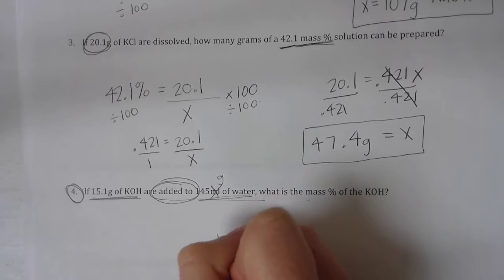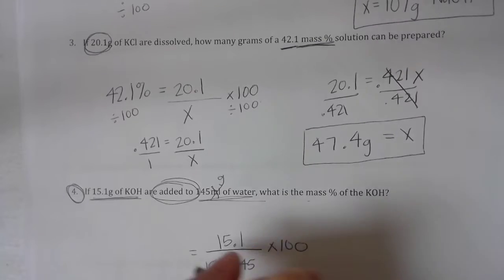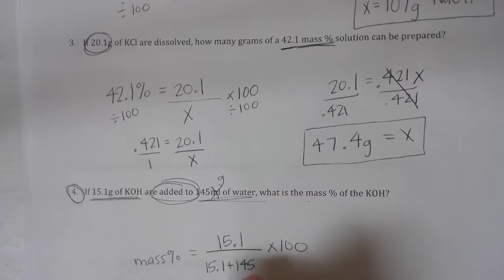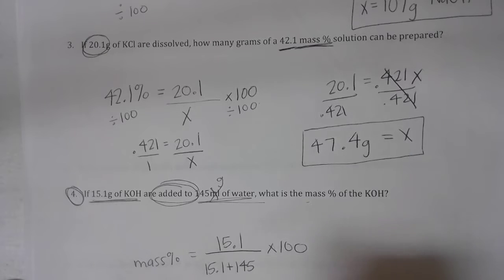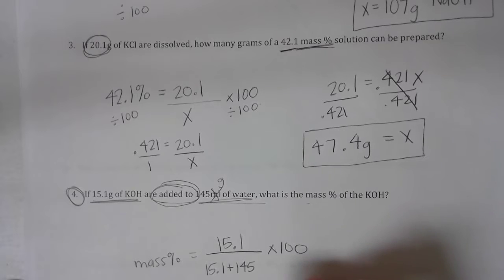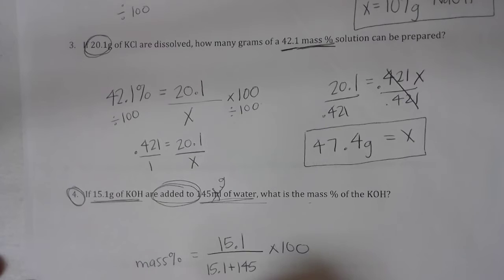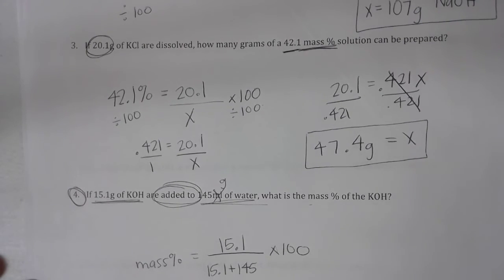So, of course, my solute is 15.1 times 100, and that's going to be equal to my mass percent. Alright, so that'll give me 15.1 over 160.1 times 100. If I put all that into my calculator, I should get my mass percent is going to be equal to 9.43%.